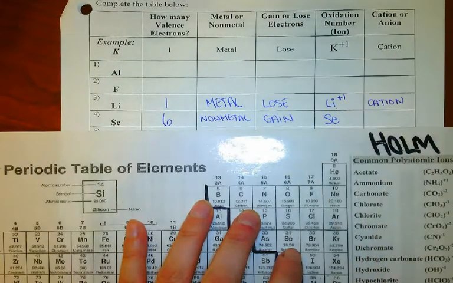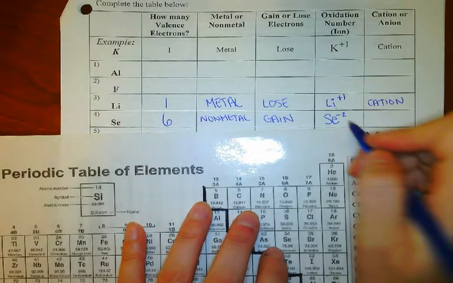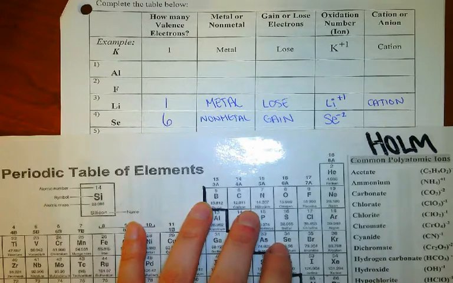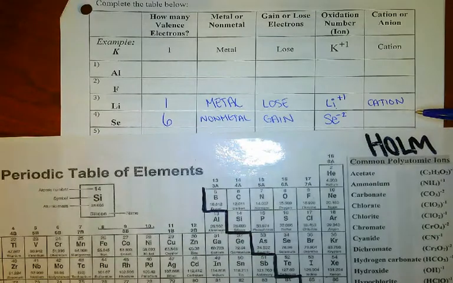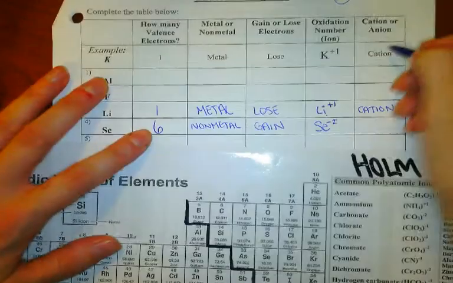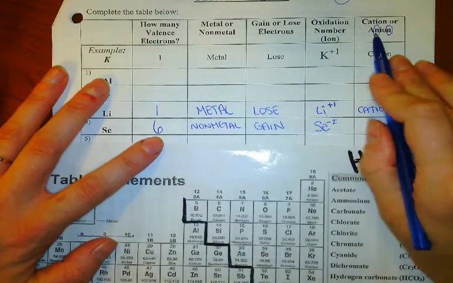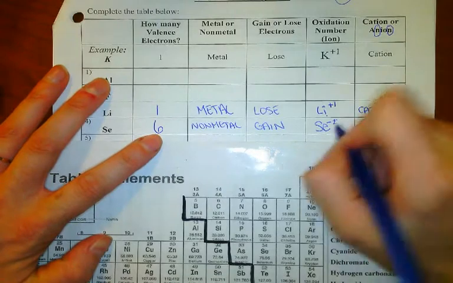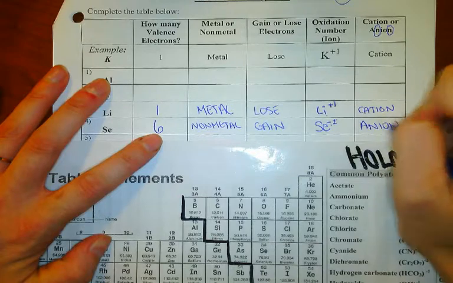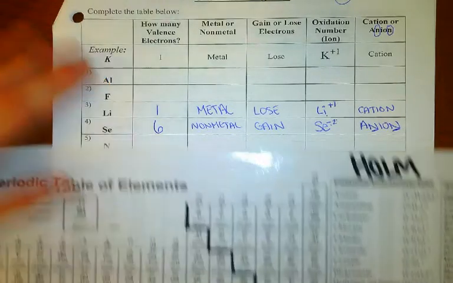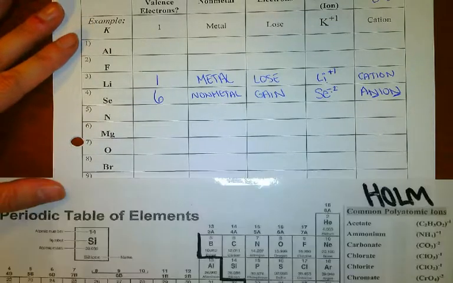So selenium will pick up 2 more electrons, which means it will be 2 more negative than it was before, because electrons are negative. So selenium will turn into a -2, so that it can have a total of 8 valence electrons. And anion, I always tell my students, is N-A-N-I-O-N: negative, nonmetal. So if it's negative, nonmetal, it is an anion.